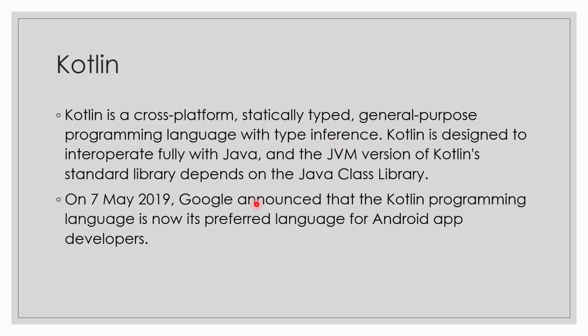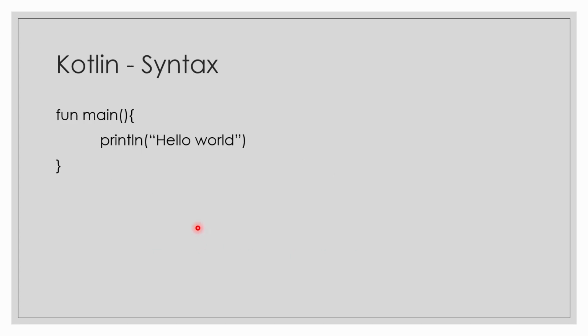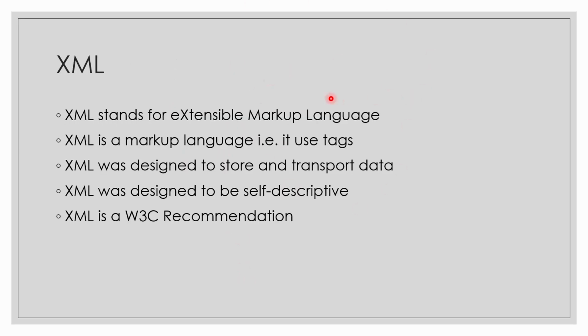In May 2019, Google announced that the Kotlin programming language is now the preferred language for Android app developers. So Kotlin is a preferred language. Now we will look into the basic syntax of Kotlin. It looks like fun main. It is a function, and the name of the function is main, followed by open and close parentheses, and the function opens. It is like println hello world. I will explain this function in detail in the next videos. It is just an overview.